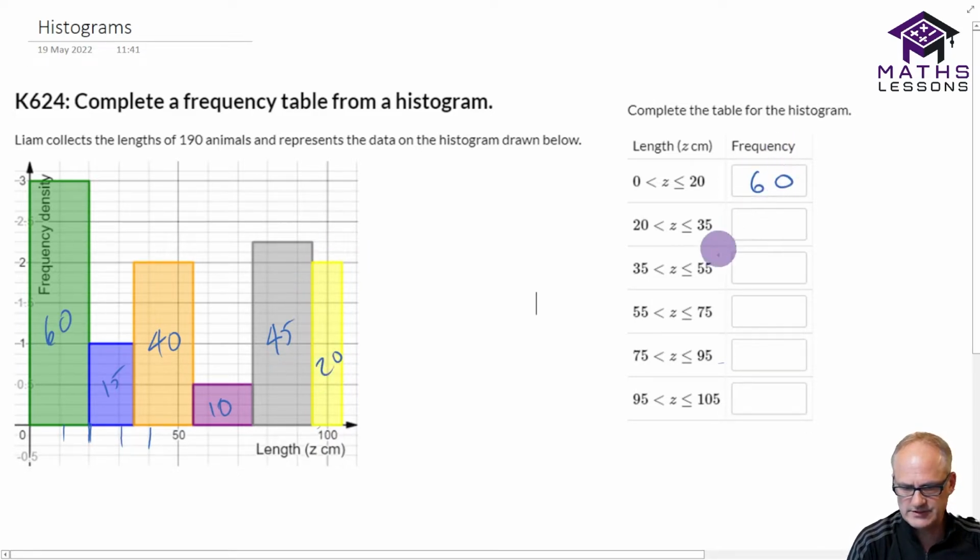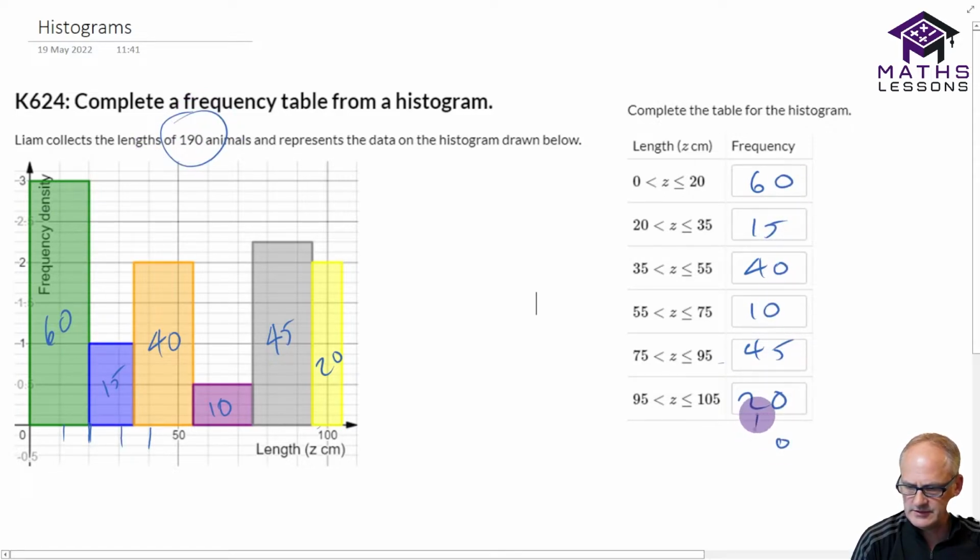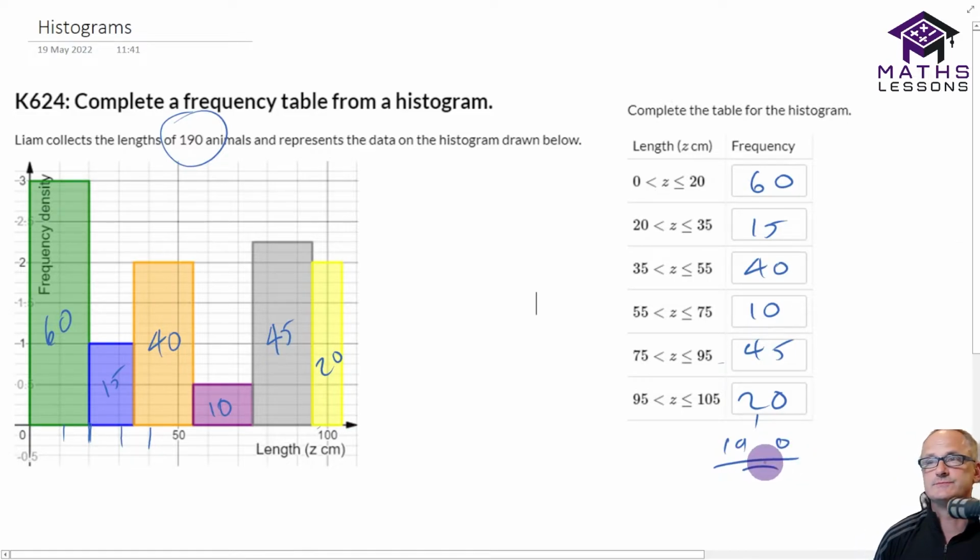So my frequencies are 60, 15, 40, 10, 45 and 20. And we can check we got it right, and we got the 190. So 60 and 15 is 75, plus 40 is 115, plus 10 is 125, plus 45 is 170, plus 20. That's 190. So I've got the right total.